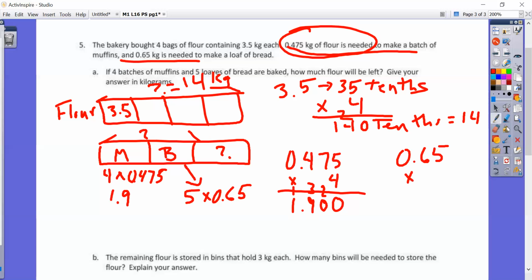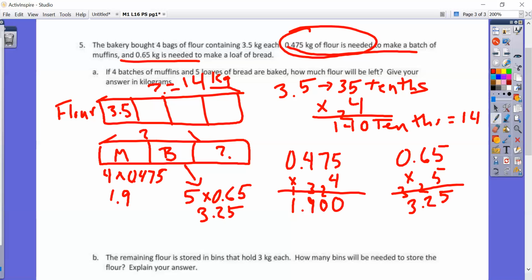0.65 times 5. Again, I'm not going to convert into unit form this time, but I do notice that it's hundredths, so my answer still should show hundredths. 5 times 5 is 25. 5 times 6 is 30, plus 2 more is 32. 5 times 0 is 0, plus 3 more is 3.25. So we know that this is 3.25.